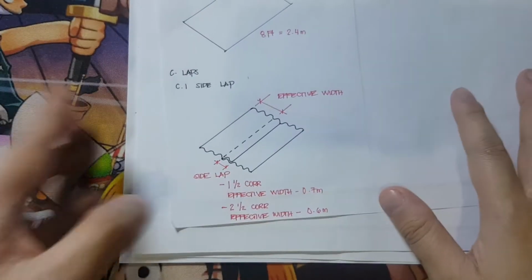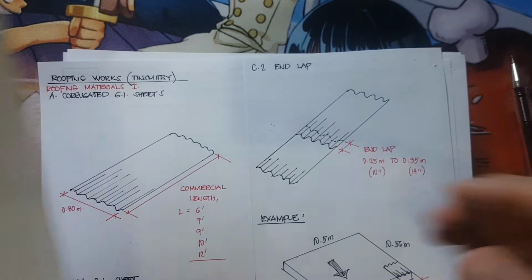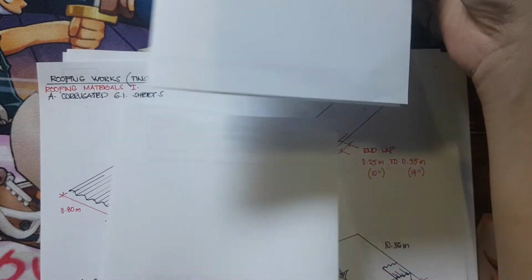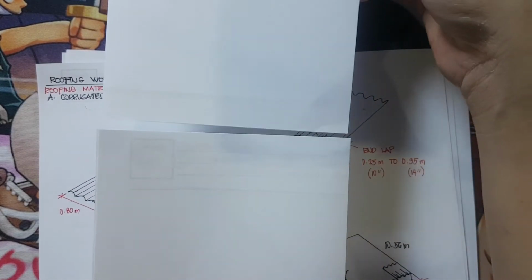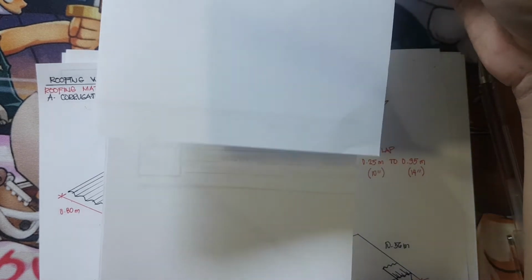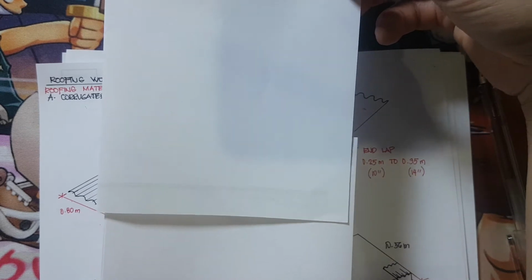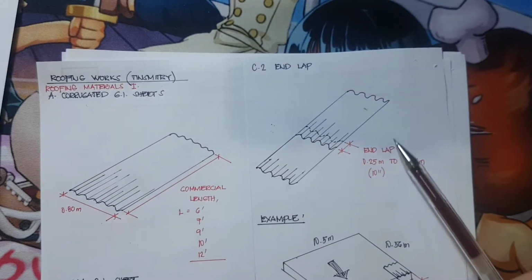The next one is the end lap. The same analysis applies. If this is the end of one GI sheet and this is the end of another GI sheet, pag pagtatabihin mo lang yan, pag umulan, tutulo yan. That's why you need to place one on top of the other. And that is what we call the end lap.